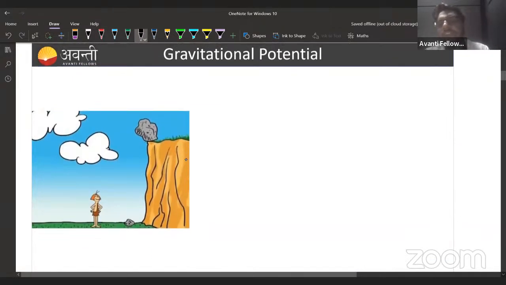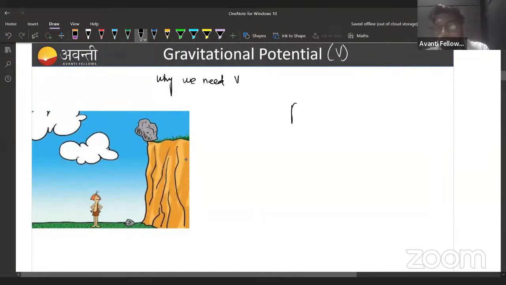And before that, why do we need gravitational potential, which I'm going to symbolize with V? So see, why do we need V?